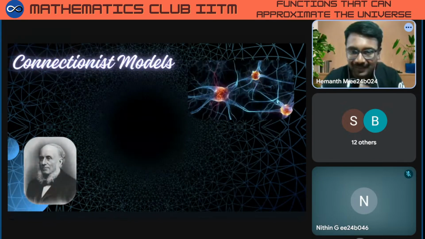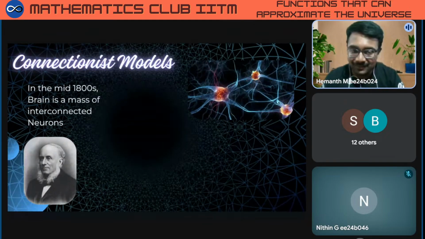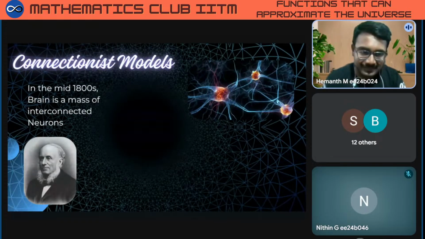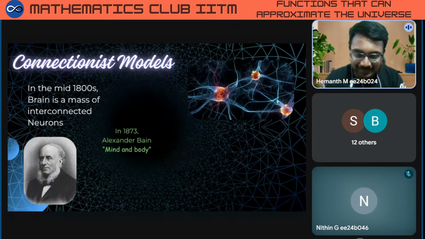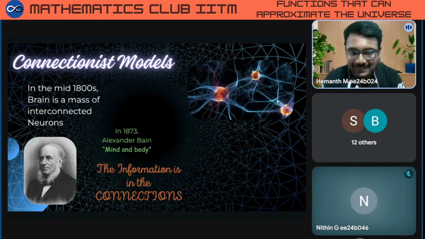And then came connectionist models. By the mid 1800s, people had developed powerful microscopes, capable of dissecting the human brain and seeing what exactly is inside it. They could analyze it at the cellular level, and people had already discovered that the human brain is made up of a large number of interconnected neurons. This inspired Alexander Bain in 1873 to write a book on mind and body, where he said that information is stored in the connections.